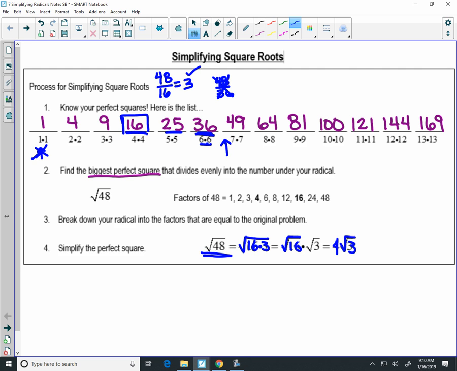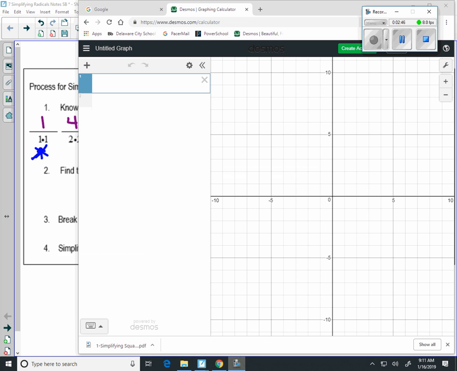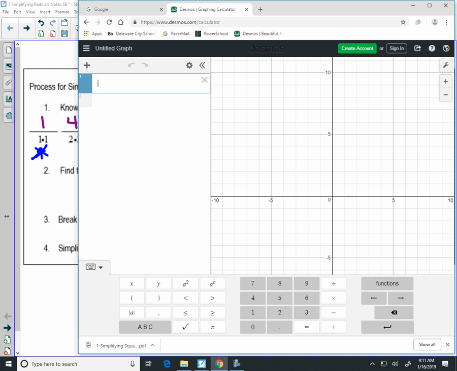You can absolutely test that in your calculator. So if you pull up Desmos or whatever calculator you're using, you can do the square root of 48 and make sure that's the same ugly decimal as 4 square root of 3. And it is. So that's how we're going to simplify radicals.